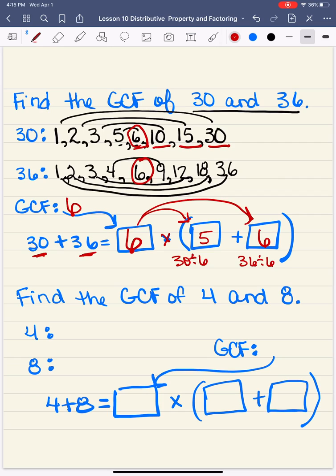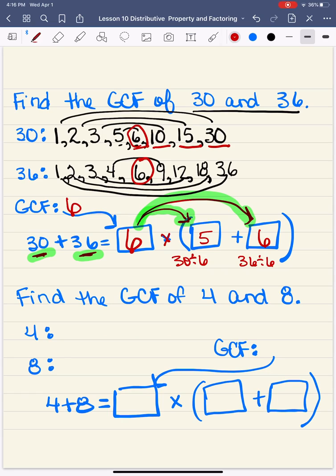Well, let's check that using distributive property. So if I do 6 times 5, that gives me back the 30, and then 6 times 6 is 36, which gives me back that number.